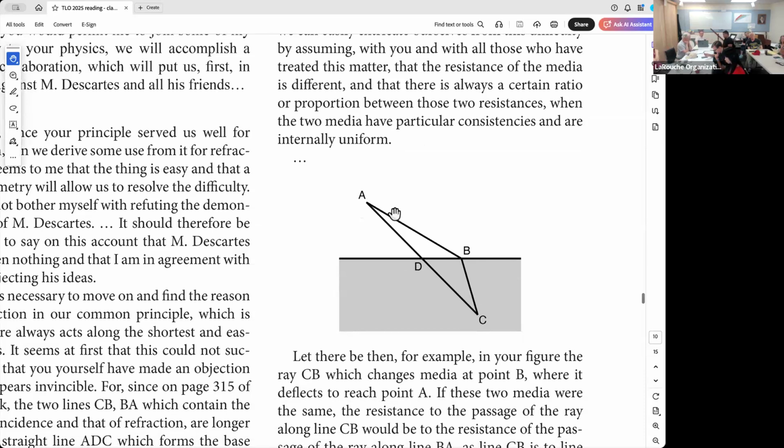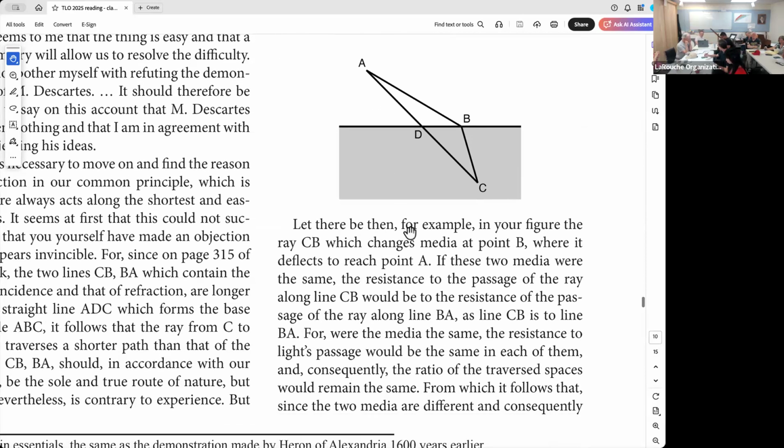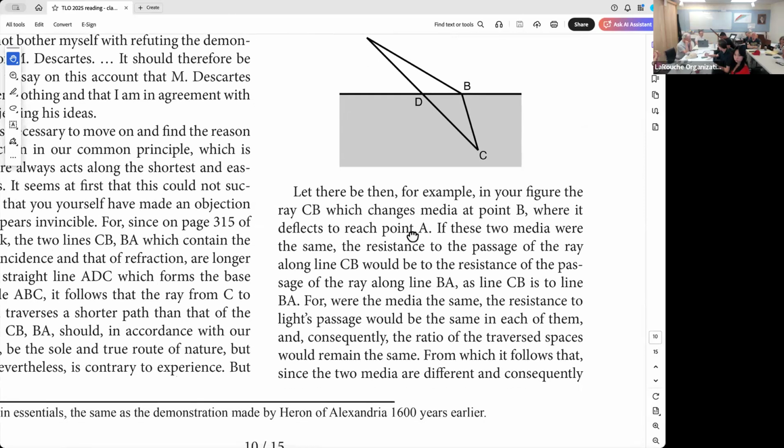De la Chambre says, well, least distance really seems like a great thing, but not when light bends. Because if you shine the light from A to B, it bends and comes towards C, but clearly the shortest distance would have been to go in a straight line. And light didn't go in a straight line, it bent. So I guess something's wrong here. I don't know how to explain this. But Fermat is about to try doing that.